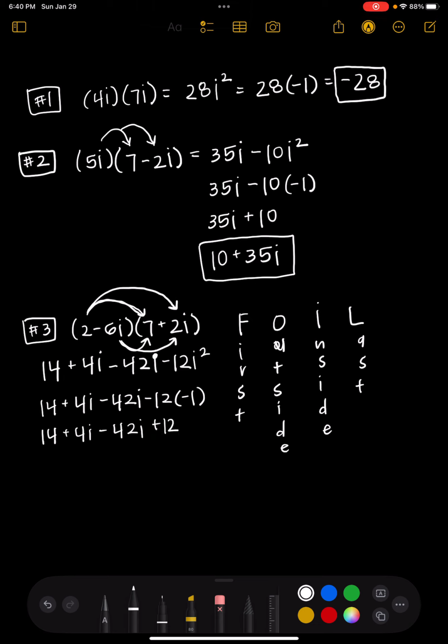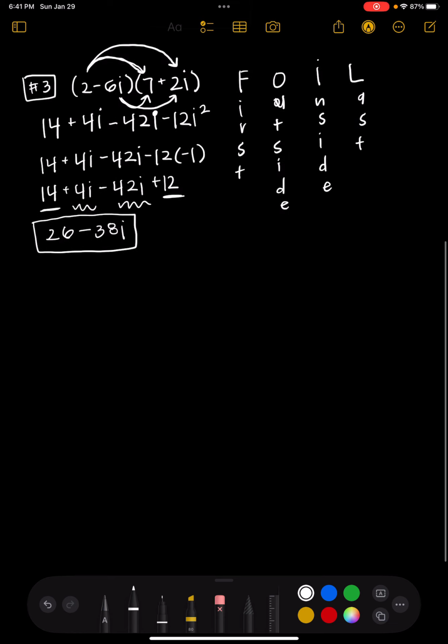Now that we have no i squareds, we simplified all of that down, what we're going to do is combine like terms. And we have the 14 and the 12. Those are considered our real parts because we got rid of the i's on them. And 14 plus 12 gives me 26. And then we'd have the imaginary parts, which are 4i and negative 42i. And we can combine those because they both only have one i, which means that it will be negative 42 plus 4, which gives me negative 38i. And this would be my final answer. It's in correct complex form, and there's no i squareds or anything like that.